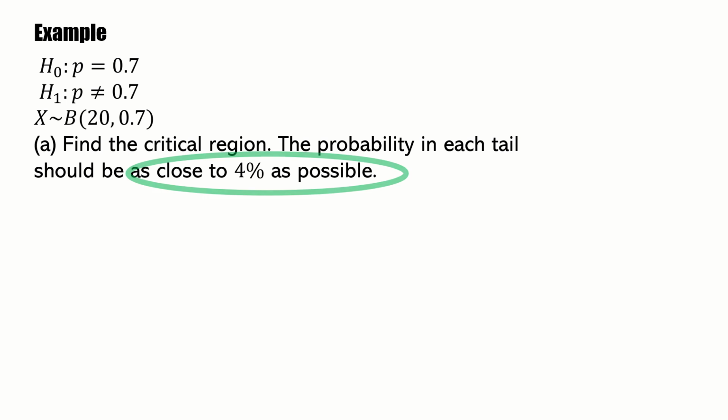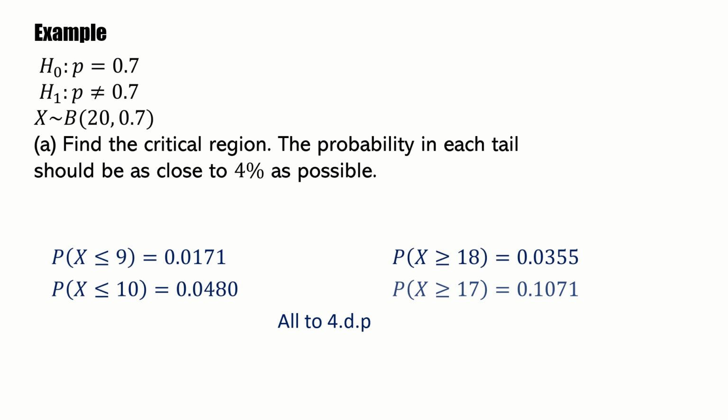As mentioned before, as close to 4% as possible means we are trying to get as close to it as possible, but we are allowed to go over 4% if that results in one that's closer to 4%. Okay, let's start doing the calculations. These are the 4 calculations you do. Ultimately, this wording doesn't actually change which calculations you'll do. It's only how you'll interpret them.